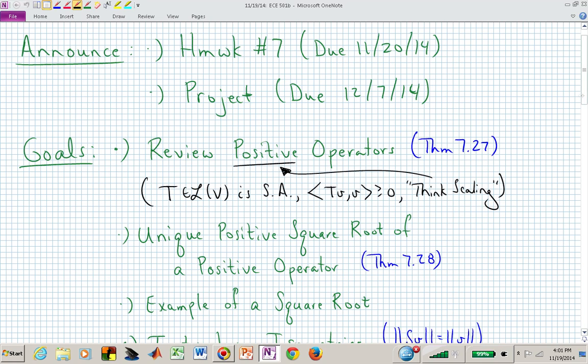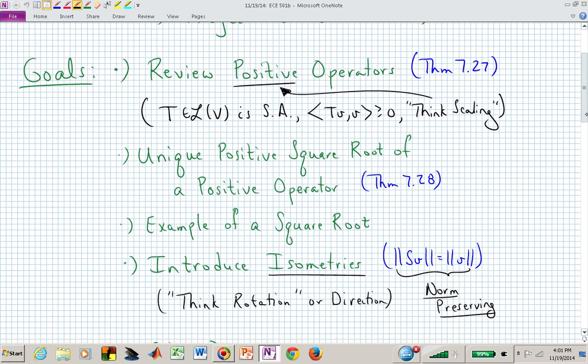Today what I want to do is push further into or through chapter 7, and we will quickly review what we've introduced relative to positive operators. And in black is really what a positive operator is. It has these two properties, but when you think of a positive operator, you might think of scaling, contraction or expansion, and that's what we want to convey with this notion of a positive operator from Theorem 7.27.